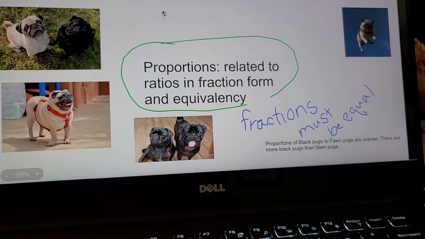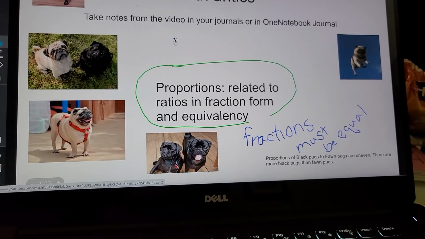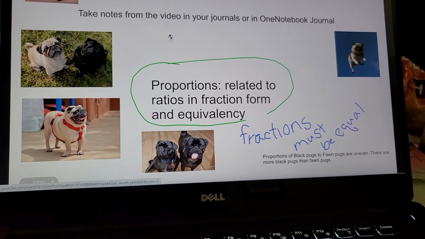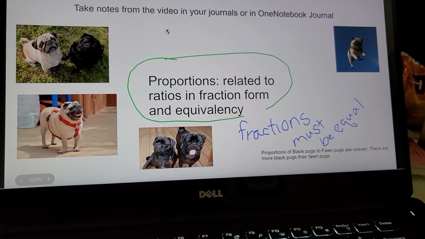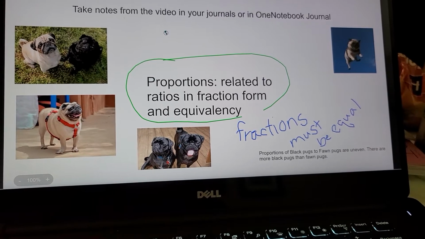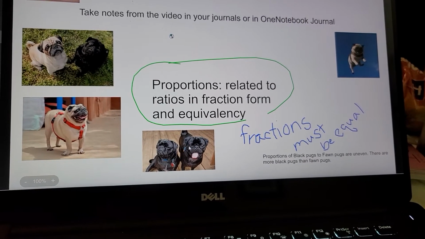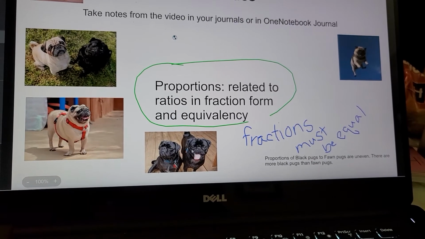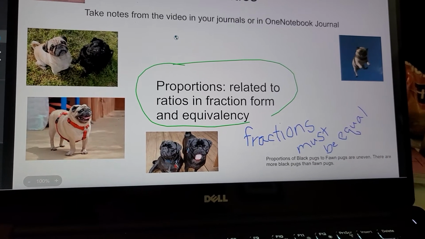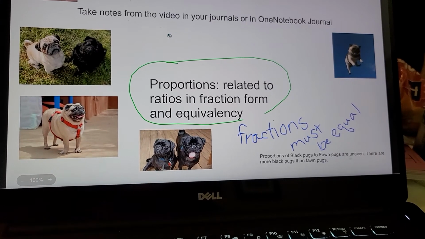So then we did a video on proportions from Math Antics, and that link will be in Schoology. Proportions are related to ratios in fraction form and equivalency. So the fractions must be equal. So we have 4 black pugs to 3 fawn pugs. So the proportion of black pugs to fawn pugs are uneven.